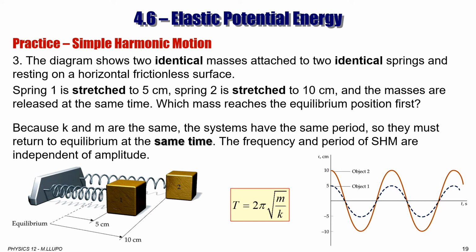Because k and m are the same, the systems have the same period, based on this formula. So they must return to equilibrium at the same time. The frequency and the period of simple harmonic motion are independent of amplitude. So the answer is they will return to equilibrium at the same time. And it's very clear from this one.